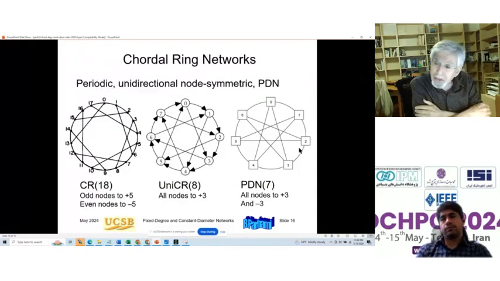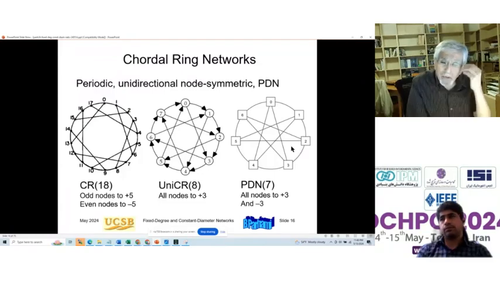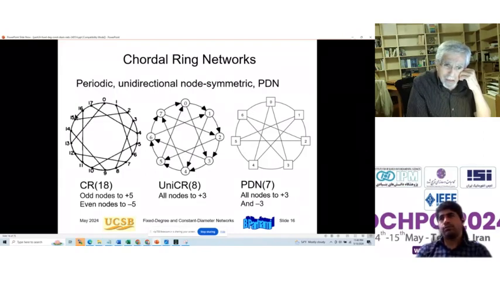Okay, before I introduce the perfect difference network, let me show you corridor ring networks. A corridor ring network is a network that has a ring, okay? At the basis of it is a ring. And then there are these chords. Chords are basically connections between nodes that are not adjacent on the ring.